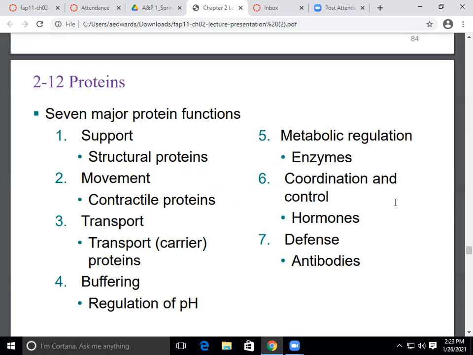So what do proteins do? Okay, this is pretty important. I gave it its own slide, so you probably need to make sure you pay attention to these. So proteins are involved in providing support. Some of them are structural and they provide support for the cell. Others are involved in movement, like proteins that are involved in contraction, contractile proteins. Others are involved in transport, like carrier proteins, helping things move from one side of the cell to the inside or outside of the cell.